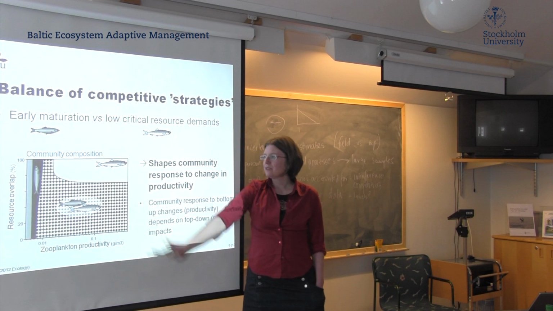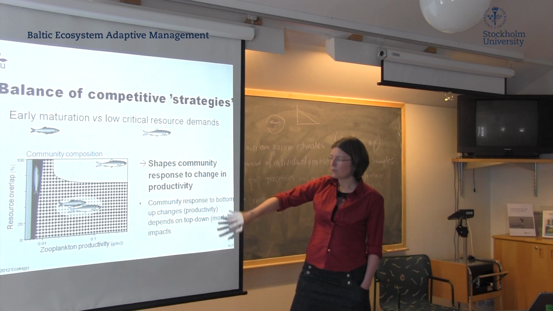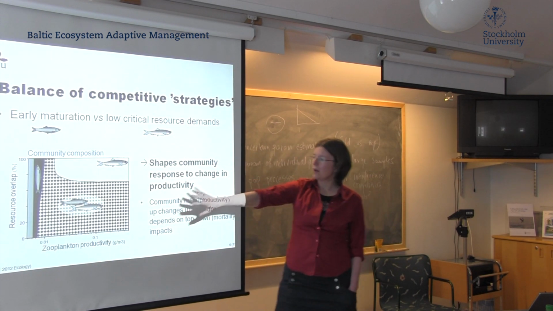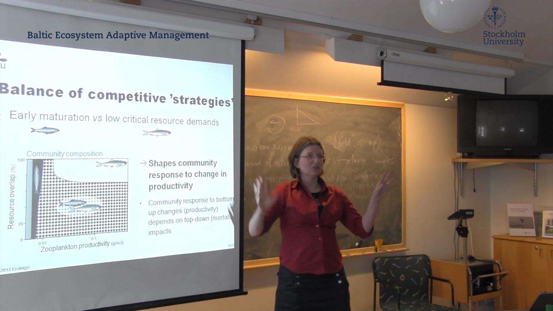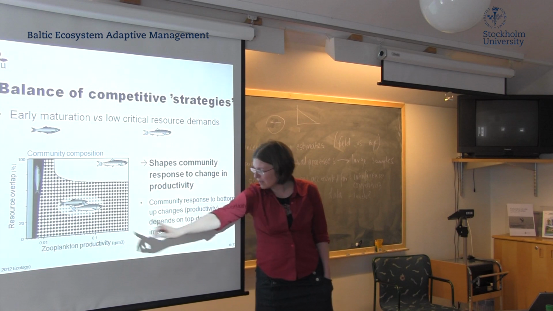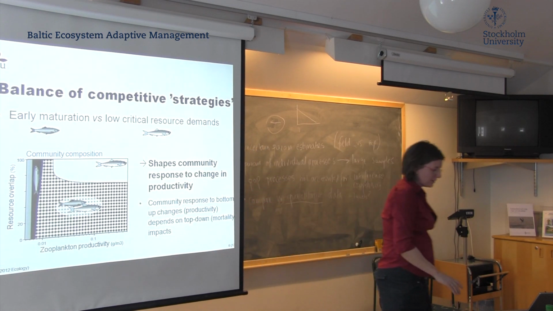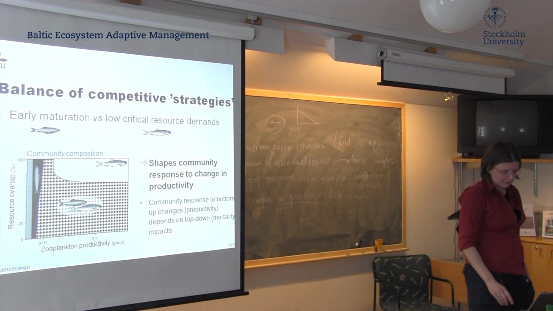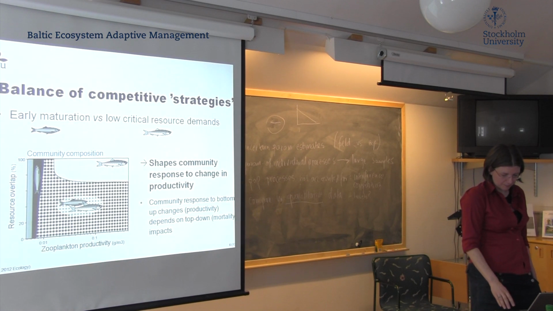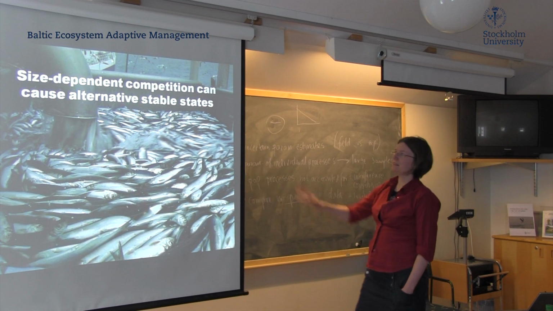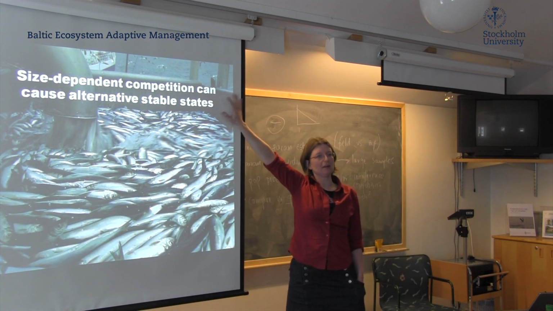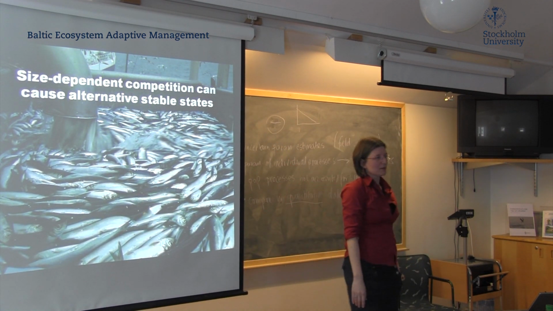it also determines how the system responds to mortality, or you can say differently, for different levels of mortality, you get different responses to the environment as well. And that also depends on the size-dependent processes. But that's a little sidetrack. Okay, so the other example where it matters is this example of how size-dependent competition can result in alternative stable states.